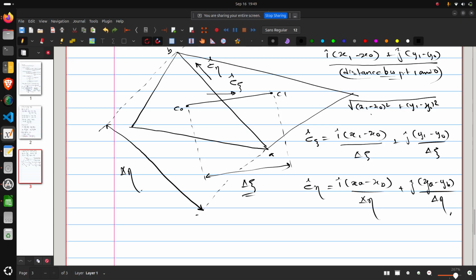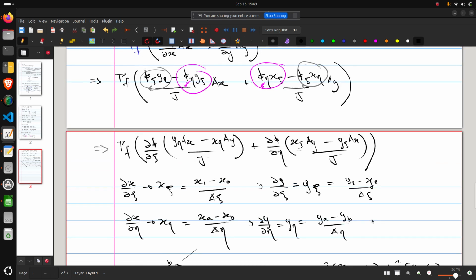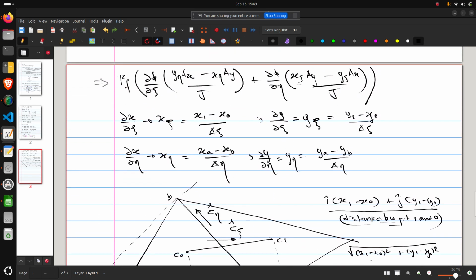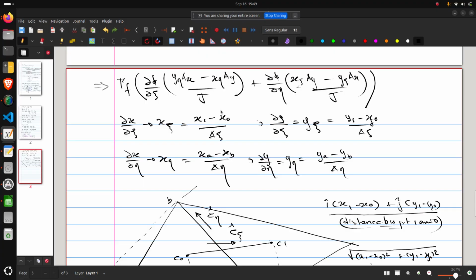Now that we have all these things, what else is required? Yeah, we require AX and AY, right? So let's see what will be the A.